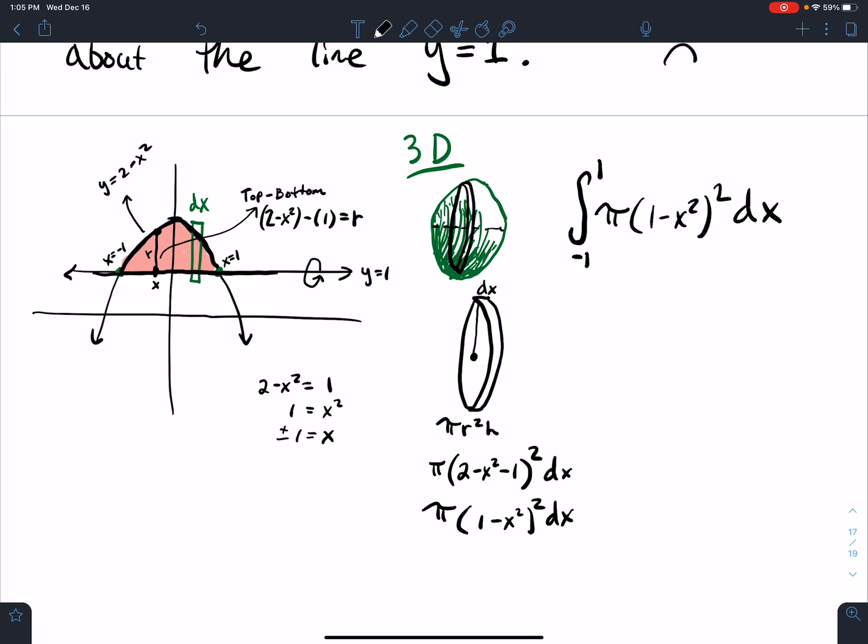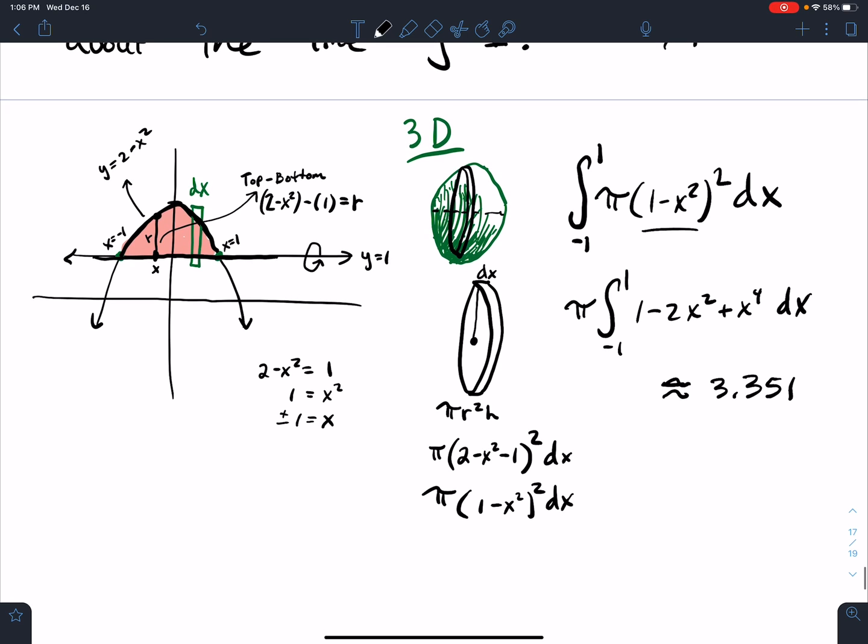So when you run through that math, and I challenge you to do so, multiply this out, distribute, factor the pi out, okay? And I think if I did this real quick, that's the integral of 1 minus 2x squared plus x to the 4th dx. Run through the integration, figure out the indefinite integral, evaluate f of b minus f of a, and you should get approximately 3.351. Okay, so just run through that, see what you get. Just try it out, see what you can do with that.